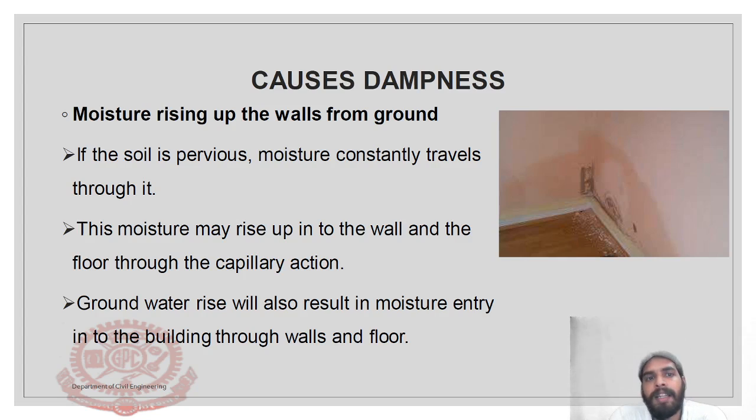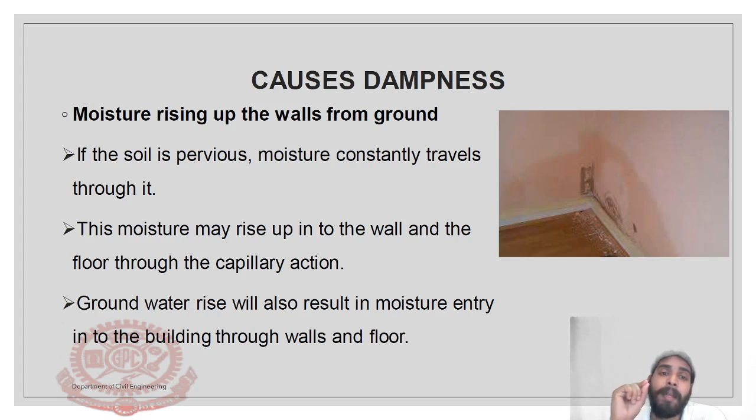ശ്രദ്ധിക്കുക, നമ്മുടെ സോയിൽ എന്ന് പറഞ്ഞത് moisture rising up the walls from the ground. നമ്മുടെ ഗ്രൗണ്ടിൽ നിന്ന് നമ്മുടെ ചുമരിലോട്ട് ഇങ്ങനെ വെള്ളം കയറുന്ന ഒരു അവസ്ഥ. എന്താണ് അവസ്ഥ? Soil is pervious, വളരെ pervious ആയ permeability കൂടിയ സോയിലാണ്. ഓക്കെ, വെള്ളം മുകളിലോട്ട് ഉയരാൻ ചാൻസ് ഉള്ള സോയിലാണ്. Moisture constantly travels through it. അതാണ് പോയിന്റ്. Pervious soils ന്റെ ഒരു characteristics.